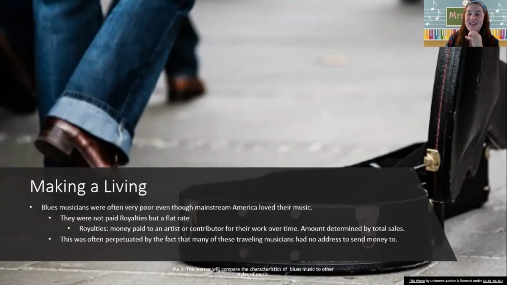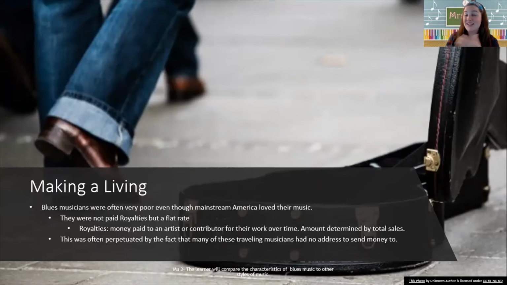And a lot of this was due to the fact that they were poor traveling workers. They didn't have an address for them to send the money to. So for them, it was easier to give them a flat rate and send them on their way because they couldn't necessarily send them the money. And like I said, these royalties are determined by overall sales. They could have been paid a whole lot more money had they been able to receive royalties.